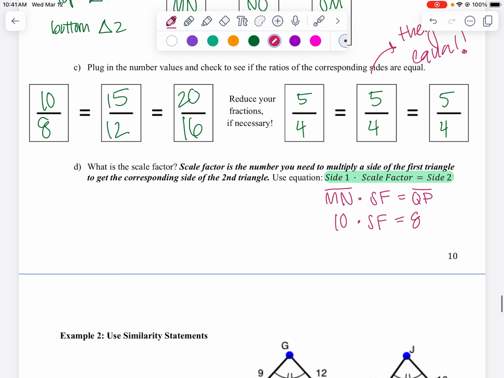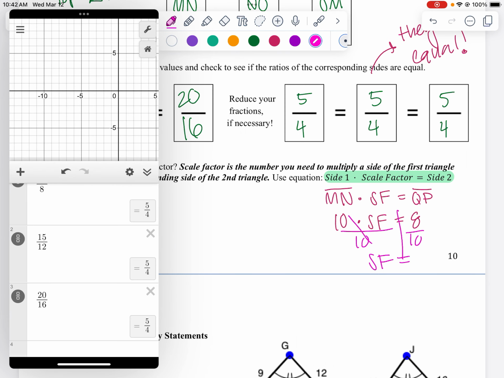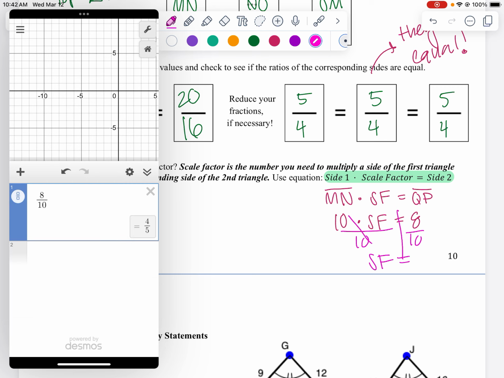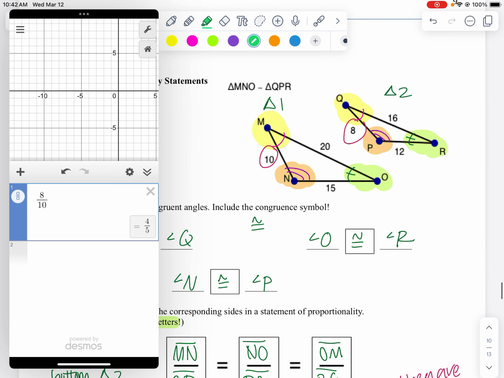And this is just solving an equation, right? I can divide both sides by 10. So my scale factor is equal to, I take out my calculator, and all I'm typing in is 8 divided by 10. That gives us a decimal, but I'm going to change it to a fraction. And we get a scale factor of 4/5. This is how you find the scale factor. So if I multiplied one side of my triangle by 4/5, I would get my other corresponding side.